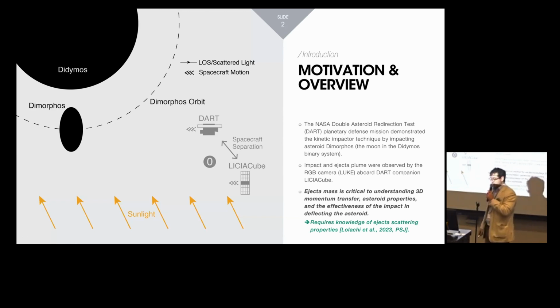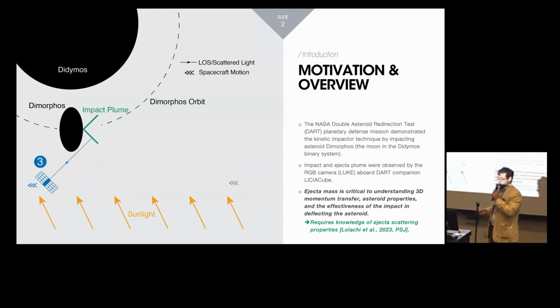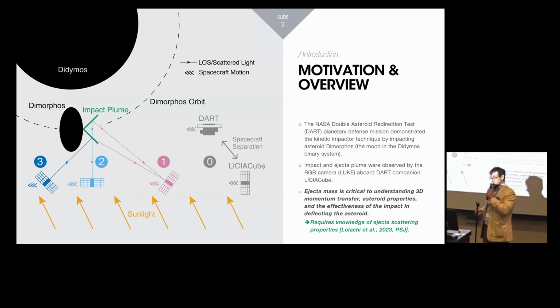Basically, it separated from the spacecraft just before impact, and then observed the plume from in front, from the side, and from behind. It was observing scattered sunlight from the ejecta plume, and the brightness of that changed as it traveled from right to left on that plot. That's a key diagnostic, which gives you key information that allows you to work out ejecta mass.